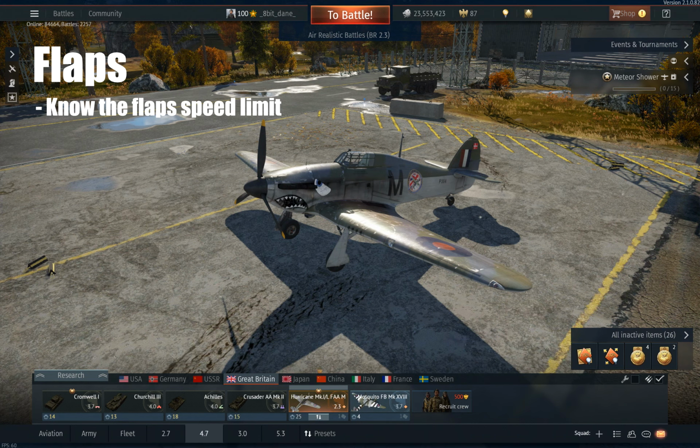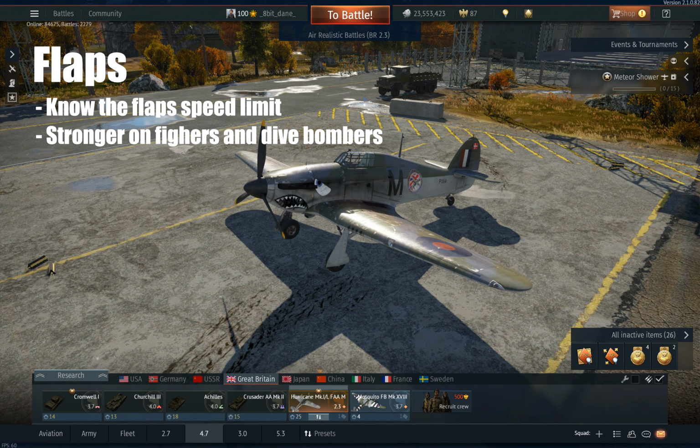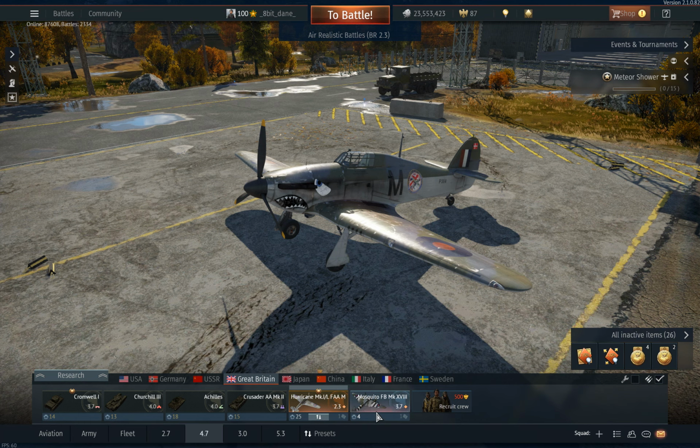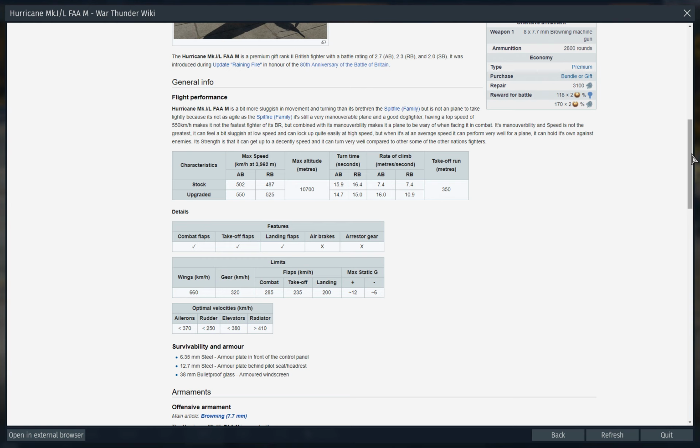Now in general, and I do mean in general because there will always be exceptions, flaps are stronger on fighters and dive bombers, while regular bomber aircraft have the weakest flaps. When using the word strong and weak, I'm referring to at which speed the flaps will break off. So finding the info is easy. You go to the plane, hit information, and scroll down to the flight performance section. And there it is.